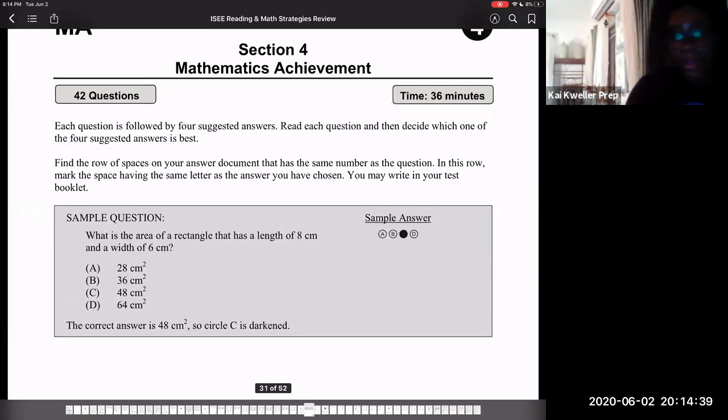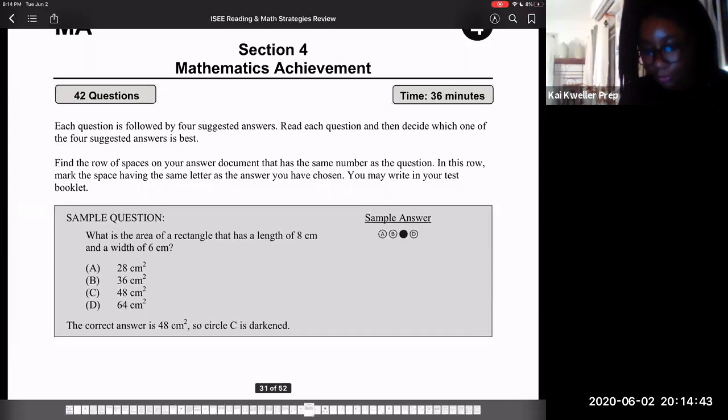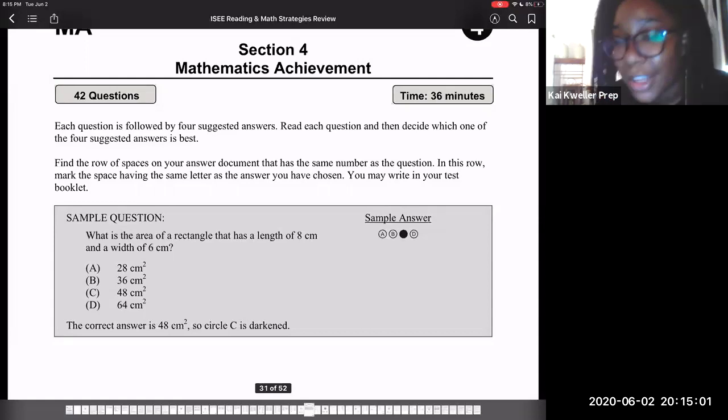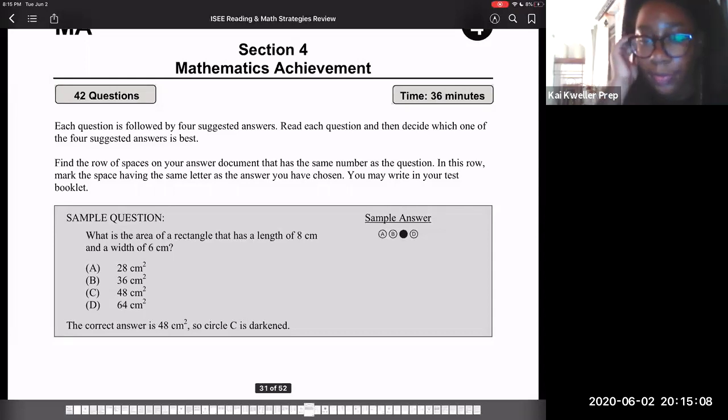So, got a calculator here. You have 36 minutes and you have 42 questions. You don't have a whole minute to answer these questions. You have much less than a minute to answer these questions, which means you need to really, no, you cannot use a calculator. I was just doing that for the sake of calculating the time you guys have. You have much less than a minute to answer these questions.